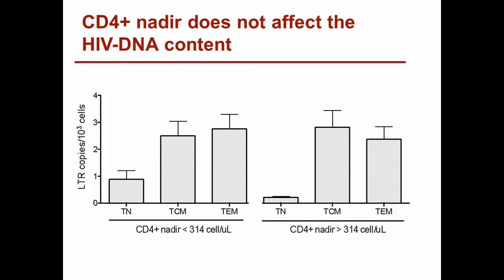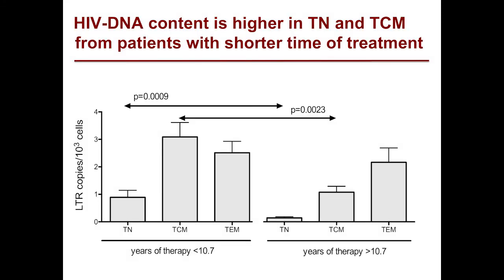So patients who had a nadir below 314 cells per microliter, or those who had a nadir higher than this value, had the same amount of the virus in the central memory, effector memory, or naive CD4 cells. So the amount of DNA is not affected by the nadir, but it is very much affected by the time of therapy. Patients who are on therapy for more than 10 years have a significantly lower amount of virus than patients whose therapy started later than that period.